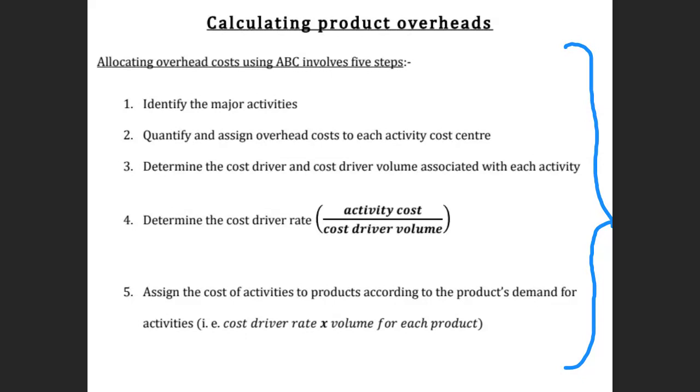So the 5 steps involved in activity-based costing: the first step is to identify all the activities that go into the production process. Like I said to you, maybe one machine needs to be set up, maybe there needs to be an installation or an inspection carried out and so on. This will be given to you, so you do not need to actually do that. A typical question will tell you what the major activities are, so you don't need to actually do this step.